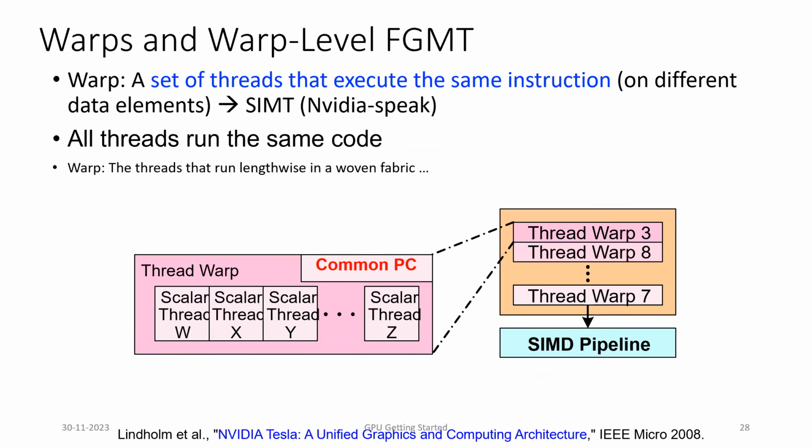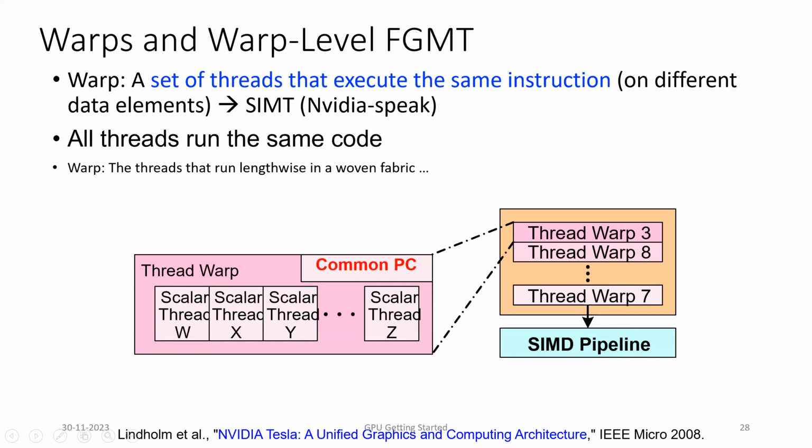And because now we are saying that the group of threads within a warp will be executing the same instruction, there can be some fine-grained management, fine-grained multi-threading that can be possible, right? So all the threads, because they run the same code.